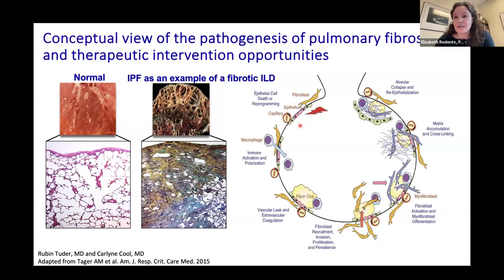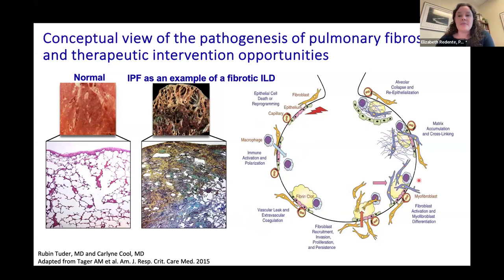There's an initial injury response, which we think is often targeted to the epithelium, an influx of immune cells and programming of these cells, for example, like macrophages. There's activation of the coagulation cascade, so we can prevent leak happening in the lung. There's recruitment and expansion of the fibroblast population, as well as transdifferentiation to myofibroblasts.